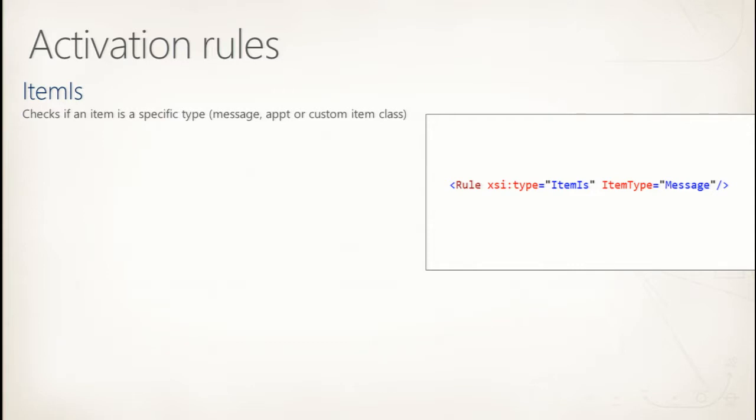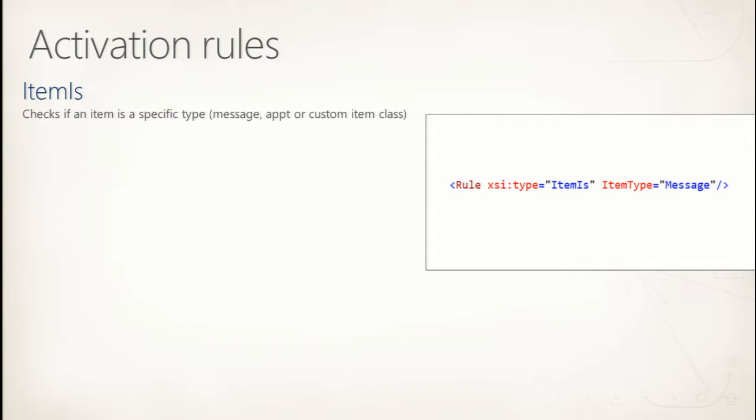So the most basic activation rule that we have is the ItemIs rule. This rule is defined in the manifest, and it allows developers to specify whether an app should appear on specific items. So the item type could be a message, an appointment, or you could even specify a custom item class. Now, for those of you who are familiar with Exchange programming, you'll know that a developer can create messages with their own item classes. For example, if you have an automated mailer, some mailing system that sends out alerts about the health of your network or your data center, you can create those alert messages.